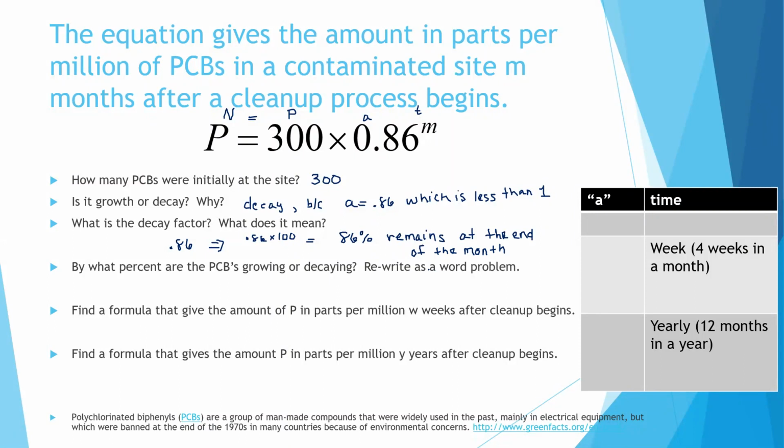By what percent are the PCBs growing or decaying? So I'm going to cross out growing because we've already decided they're decaying. And to figure out the percentage of decay, I need to know how much this is different than 100. So I'm going to take 100% minus 86%, and that shows me that it is a change of 14%. And so this is decaying by 14%.